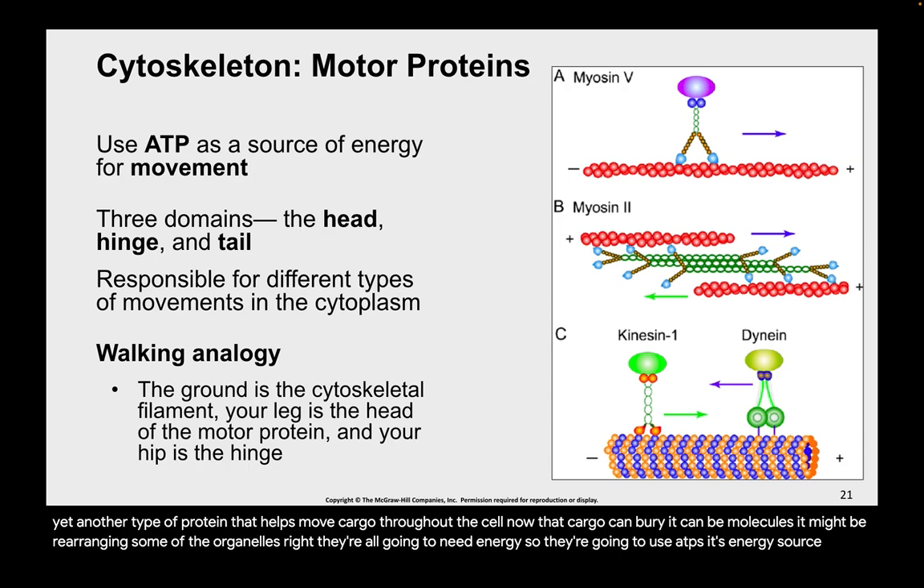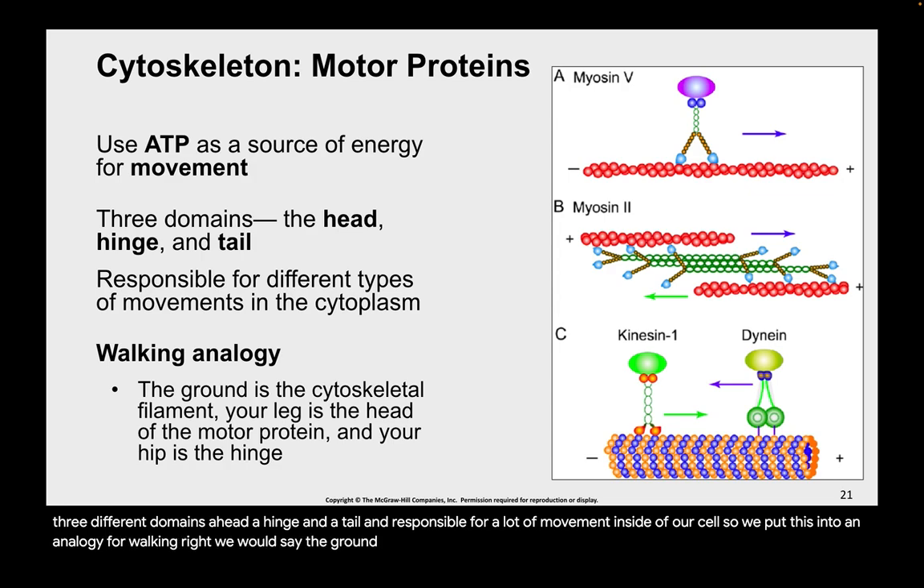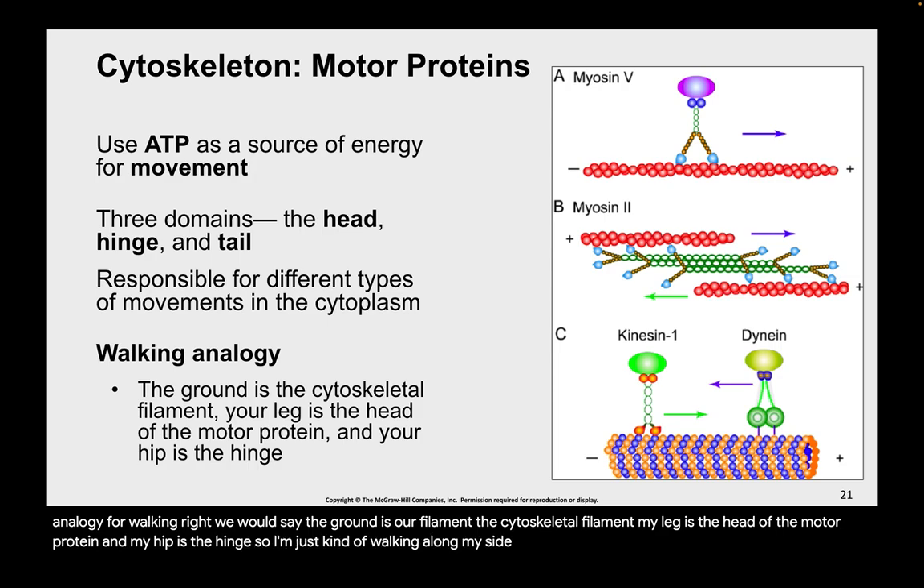Right? And they typically have three different domains: a head, a hinge, and a tail. Right? And responsible for a lot of the movement inside of our cell. So if we put this into an analogy, if we're walking, right, we would say the ground is our filament, the cytoskeletal filament. My leg is the head of the motor protein, and my hip is the hinge. So I'm just kind of walking along my cytoskeleton filament here.